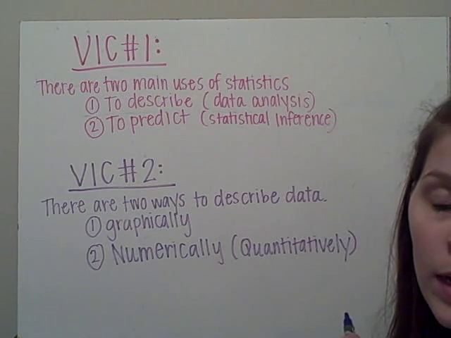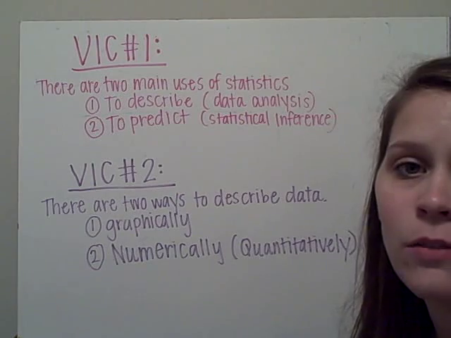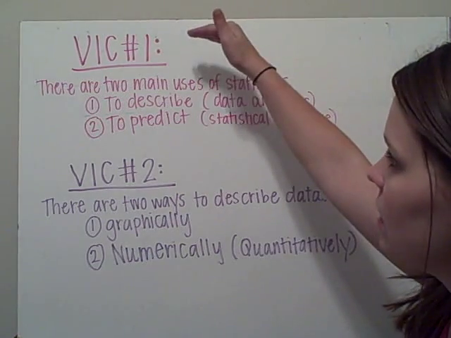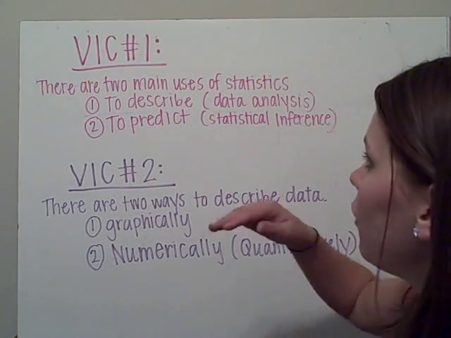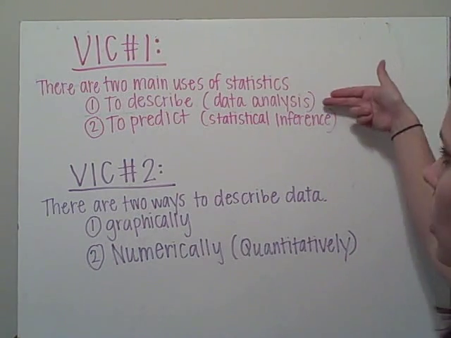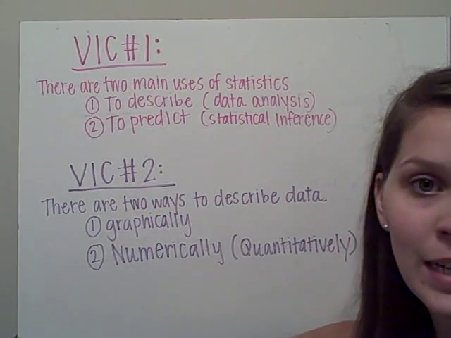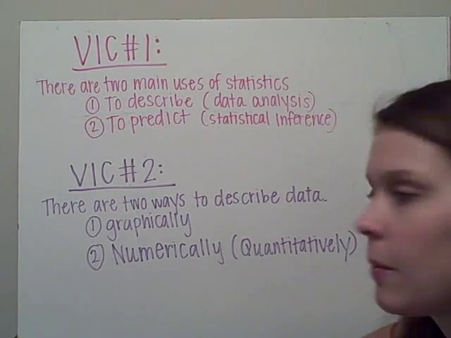VIC number 1. And since this is your first video for this class, VIC stands for very important concept, something that you need to remember. So VIC number 1 states there are 2 main uses of statistics. First is using statistics to describe something, which is also called data analysis. The second one is to predict information, which is called statistical inference.